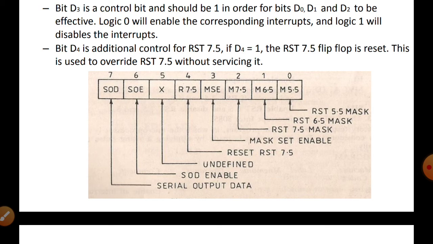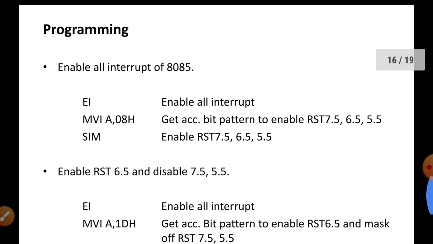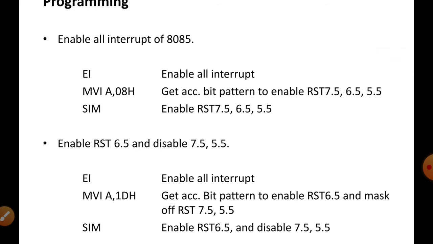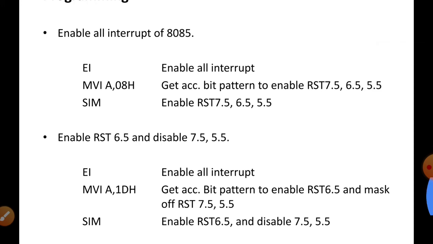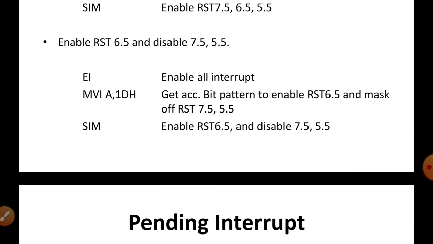08 means the D3 bit is 1 and the rest of the bits are 0. When D3 bit is 1, it means the mask set enable is enabled, and 5.5, 6.5 and 7.5 are 0, which means these are available. D5 is not used, so whether it is 0 or 1 hardly matters, since it is not concerned with the serial input output. So if we want to enable all the interrupts, we will put 08 into the accumulator.